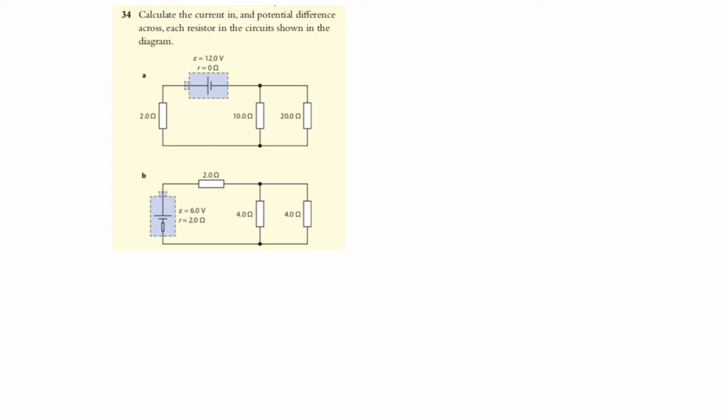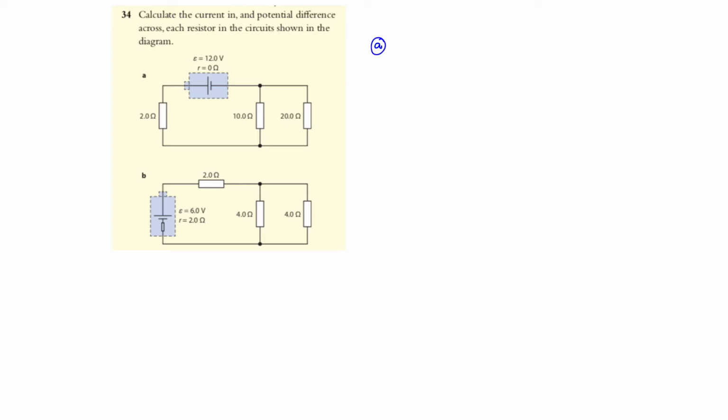Okay, so how about number 34, wherein we have here the two cases. Calculate the current in and the potential difference across each resistor in the circuit, wherein in this case, the battery's resistance is 0, and in this case, the battery's resistance is 2 ohms. Now, let's first try to solve letter A.